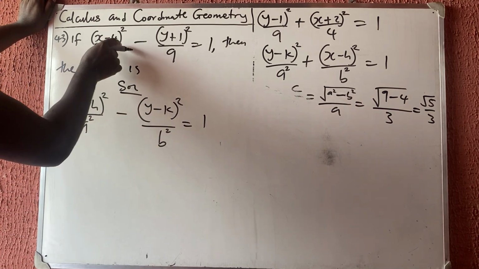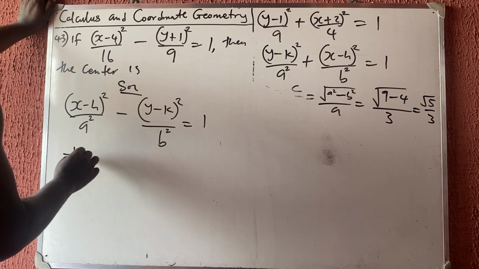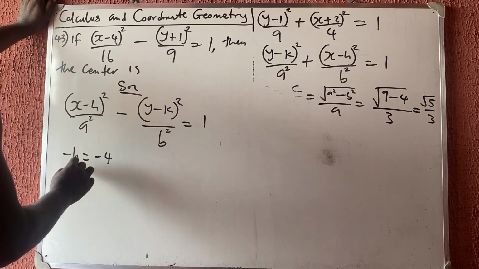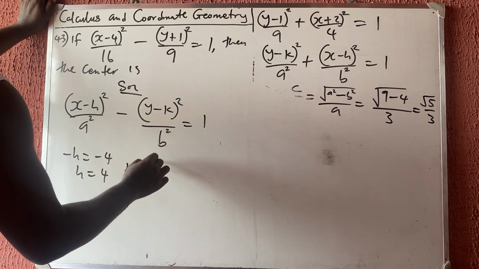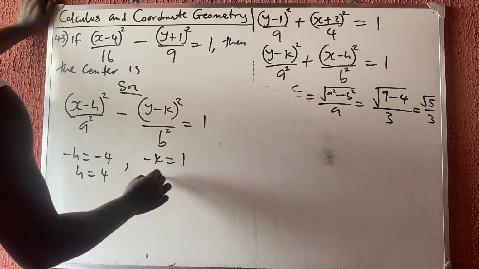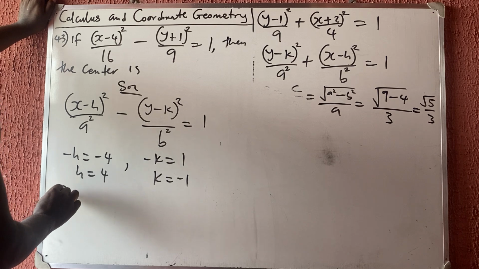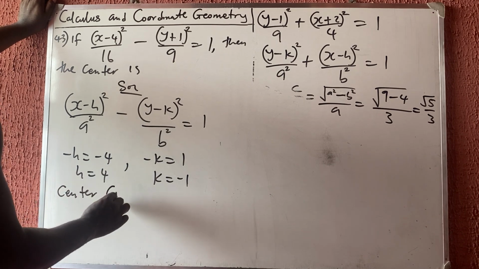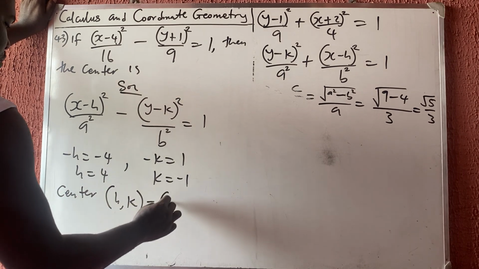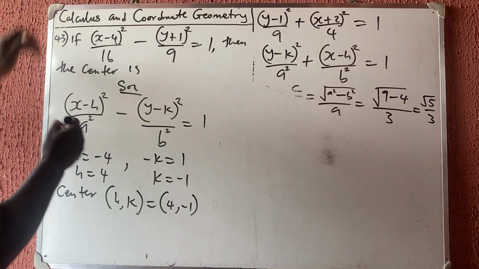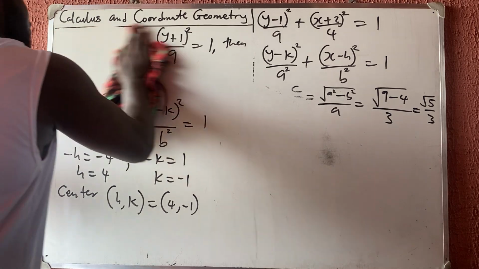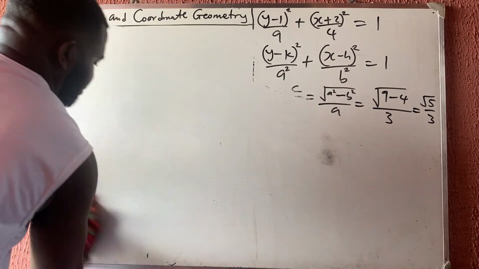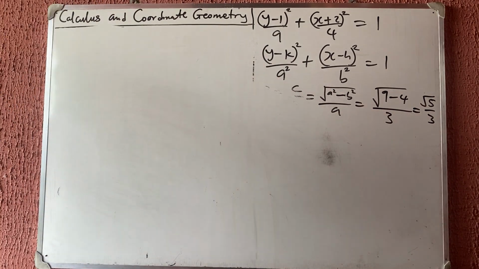If you compare this with this, you will see that minus h is equal to minus 4, which says that h is equal to 4. Then if you compare this one, you see that minus k is equal to 1. Then my k will now be equal to minus 1. So the center of the hyperbola is h comma k, which is equal to what? 4 comma minus 1. So 4 comma minus 1 is the correct answer to that. We move to question number 44.